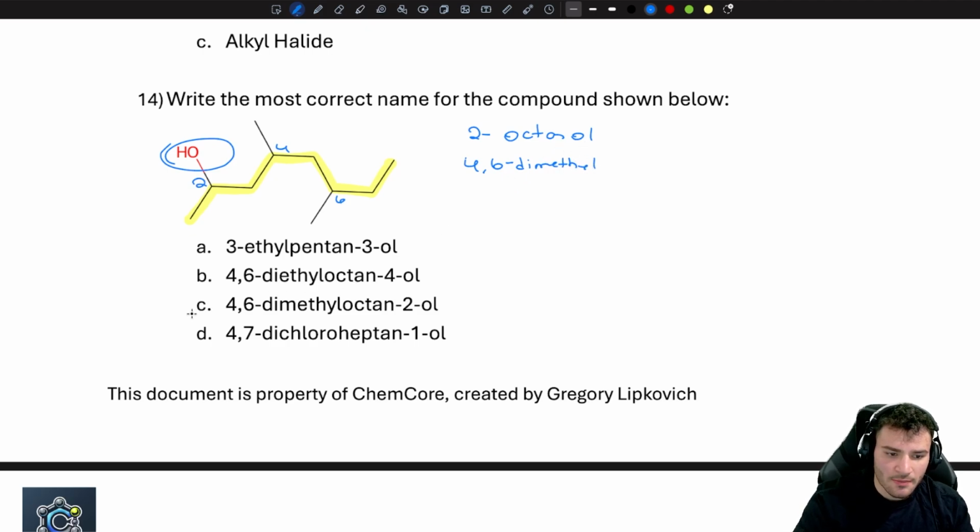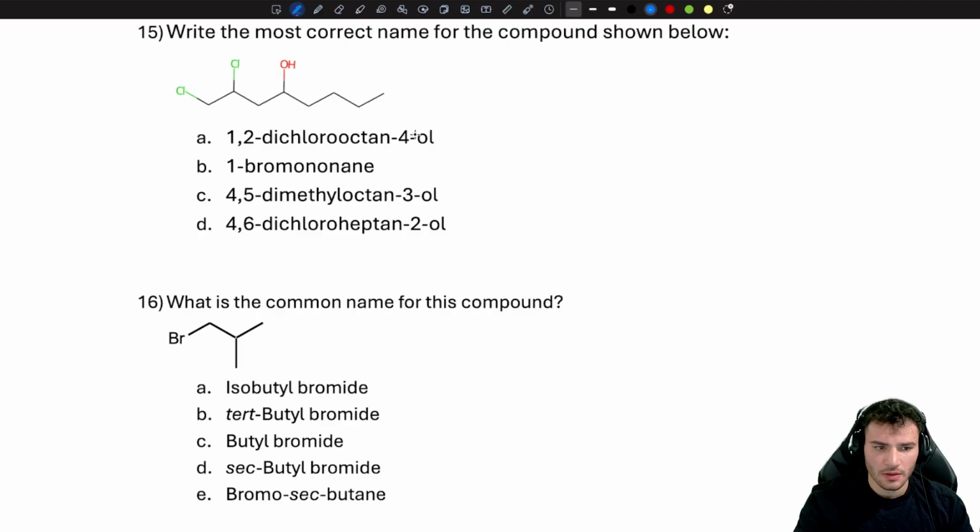And so the correct name for our compound should be C. Number 15, write the most correct name for the compound shown below. So let's find the parent chain: 1, 2, 3, 4, 5, 6, 7, 8. This is a great practice question. This is going to be octane. I'm just going to leave it like this because we know we're going to have to change the ending anyway.